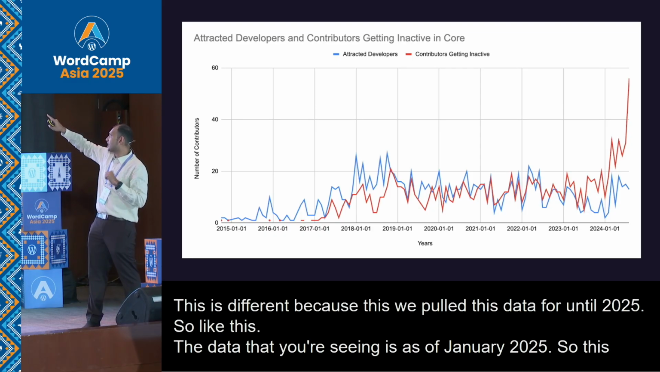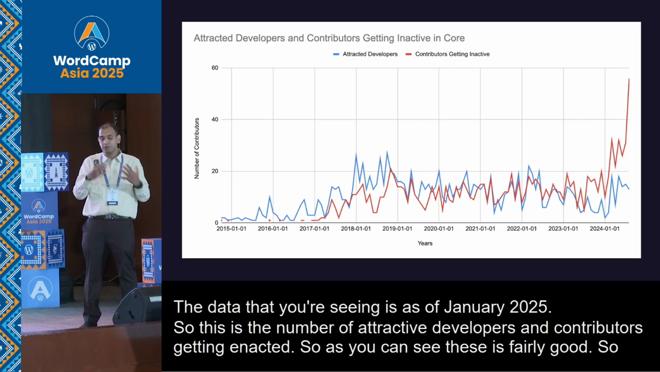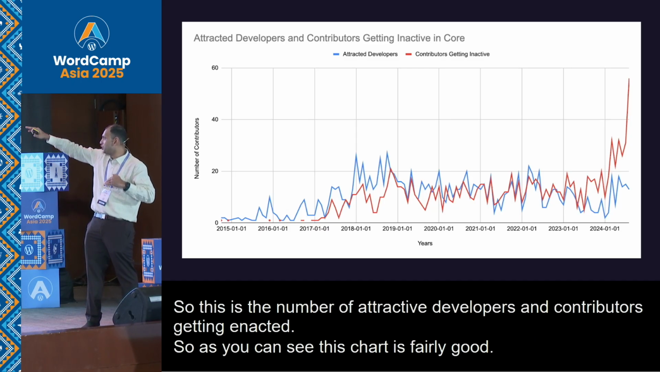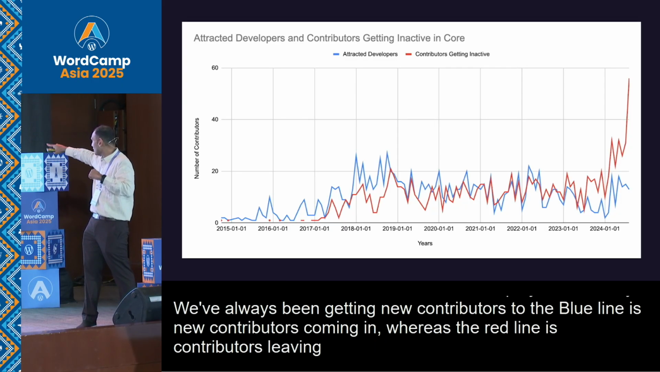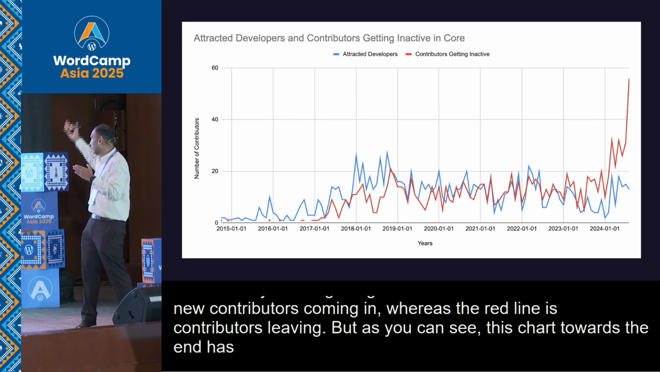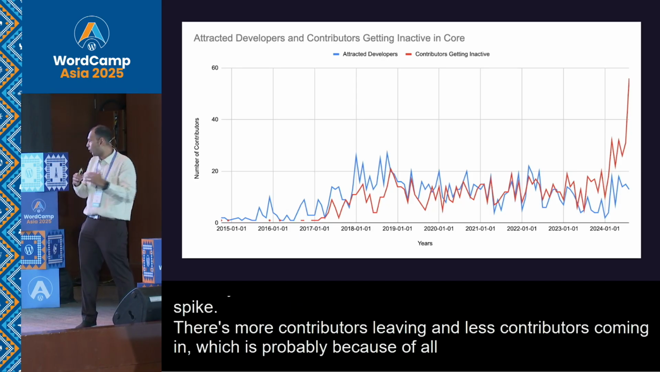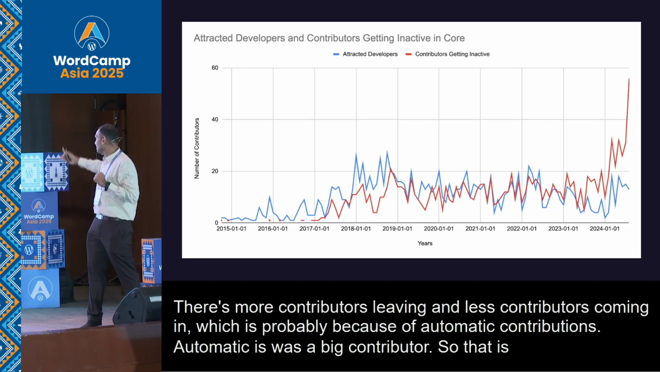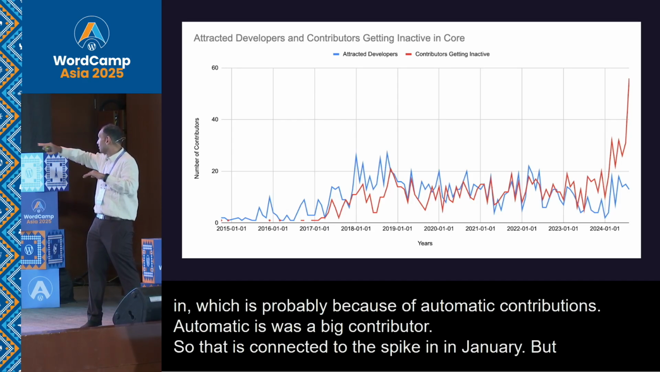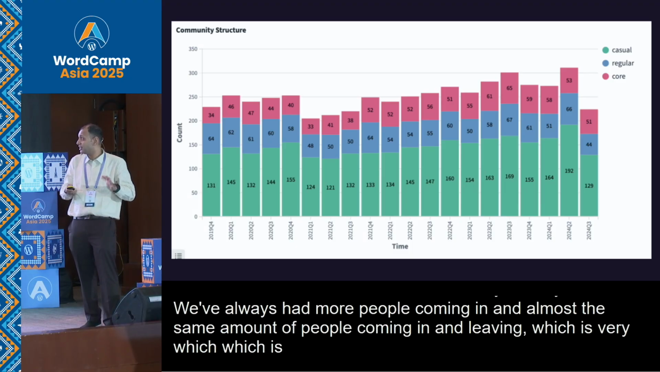This is the number of attracted developers and contributors getting inactive. As you can see, this chart is fairly good. It shows that the WordPress project is healthy. We've always been getting new contributors. The blue line is new contributors coming in, whereas the red line is contributors leaving. But towards the end of this chart there's a spike. There are more contributors leaving and fewer coming in, which is probably because of Automattic pausing its contributions, because Automattic was a big contributor. So that is connected to the spike in January. But other than that, WordPress has been very healthy. We've always had more people coming in, and almost the same number of people coming in and leaving, which is a sign of a very healthy open source project.